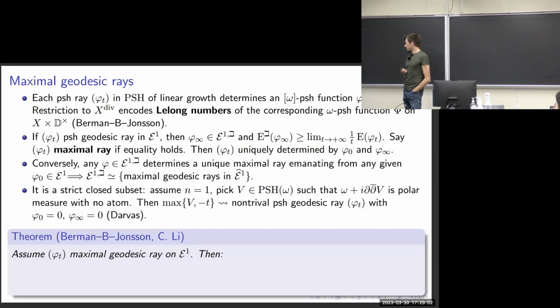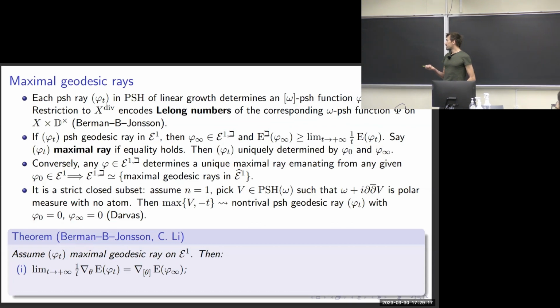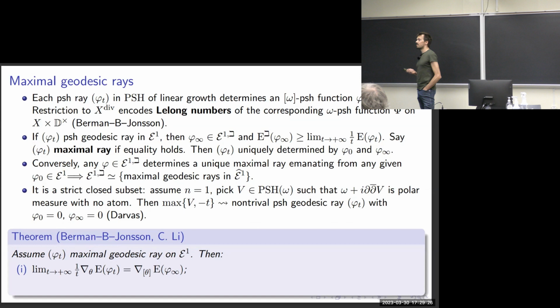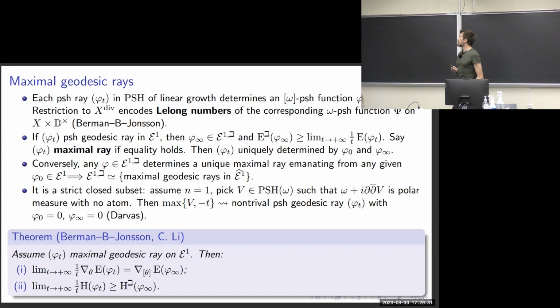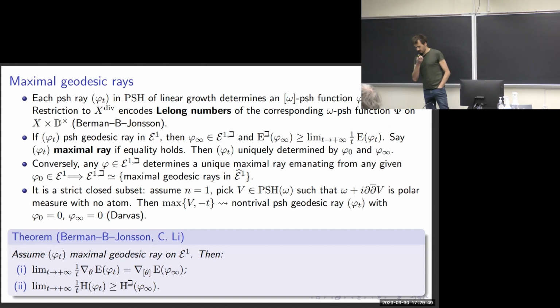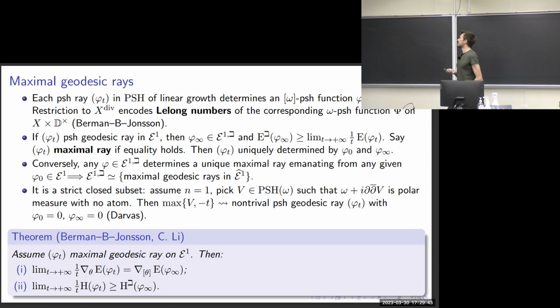Now we want to say that if you look at the slopes of functionals on those maximal rays that correspond to some non-Archimedean data, then as far as the energy part is concerned, you compute the slope at infinity by evaluating on the non-Archimedean counterpart. So here a bet is missing on the right. And for the entropy, you have at least an inequality. That's something that Chili proves in his paper. In part, it relies on work we did before with Berman and Jonsson.